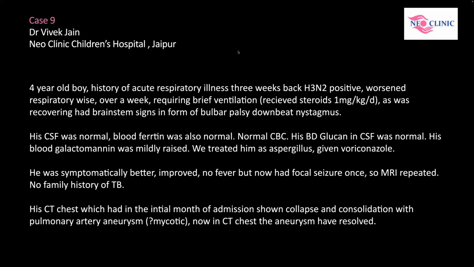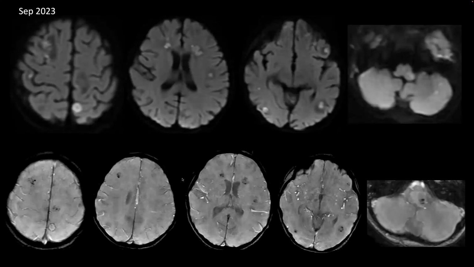And then 3-4 days later, he worsened again in the form of focal seizures and suddenly developed brainstem signs in the form of bulbar palsy, the downbeat nystagmus, and he was pooling his secretions, so had to be ventilated again for a period of time. And at that time, he had his first MRI done, which we had discussed before. This was his first MRI at the time.